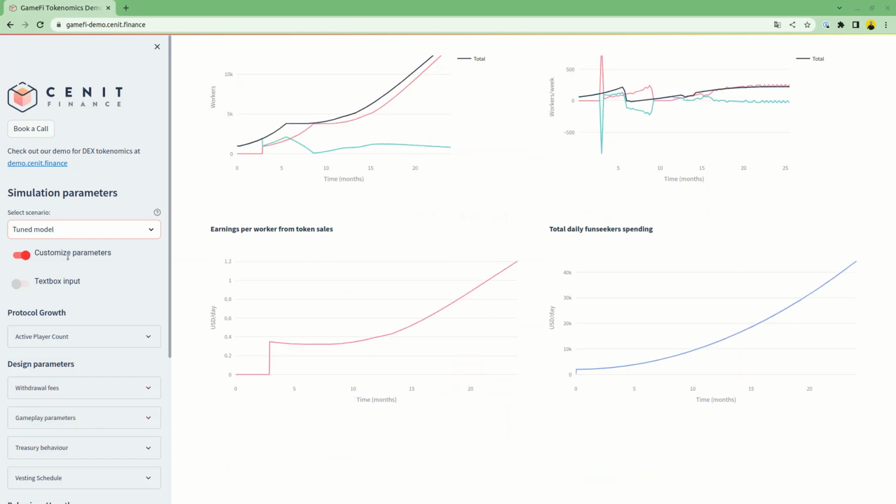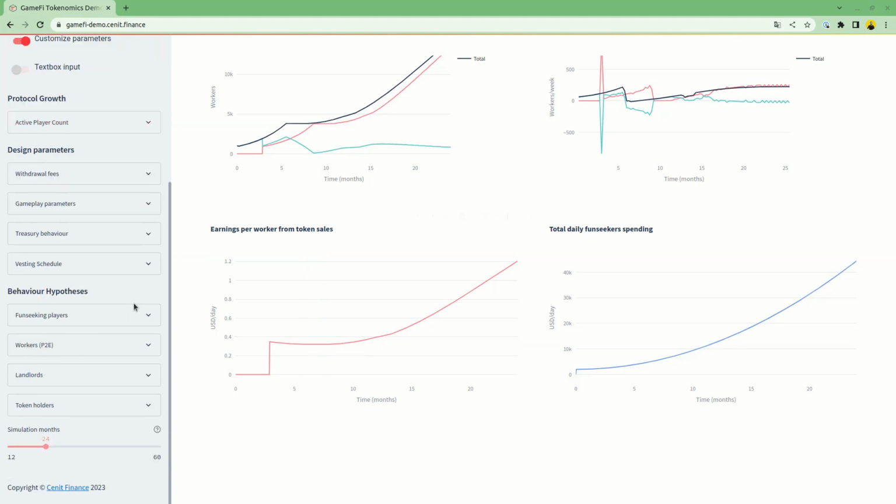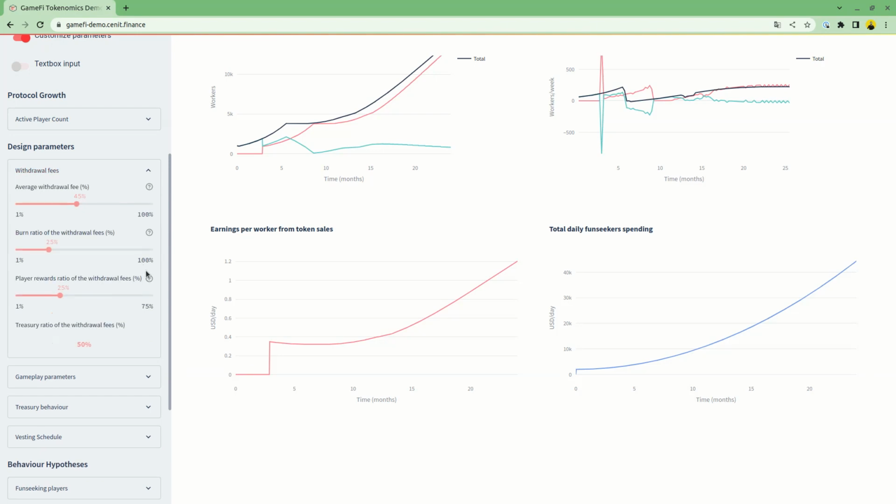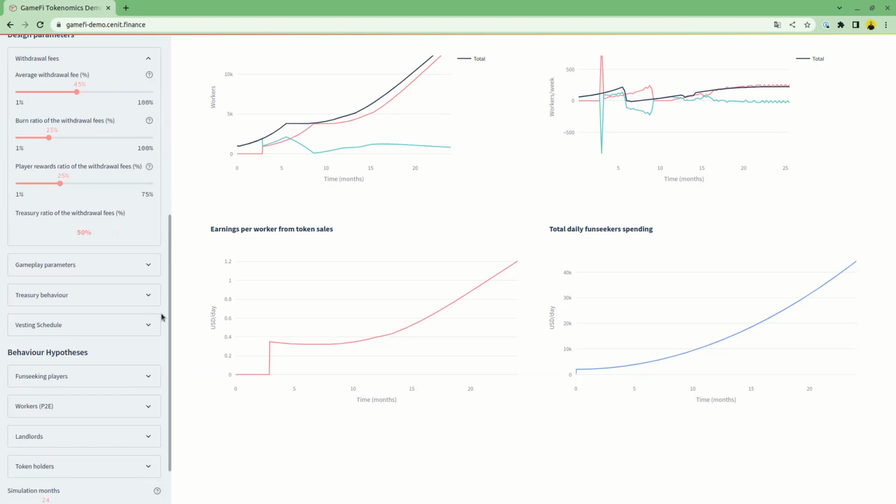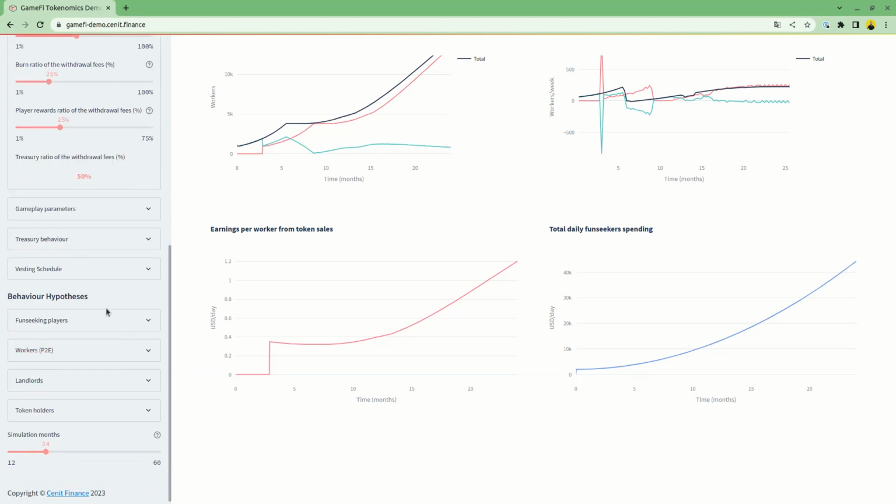Here on the left, we have what we call the parameters of the simulation. We divide them mainly into design parameters. Those are the parameters that you can control. So for example, the fees that I'm charging for each of the users, if somebody wants to withdraw some tokens, how much am I charging them, and behavioral hypotheses, which are those hypotheses that we cannot control, and it's how the users are going to behave.